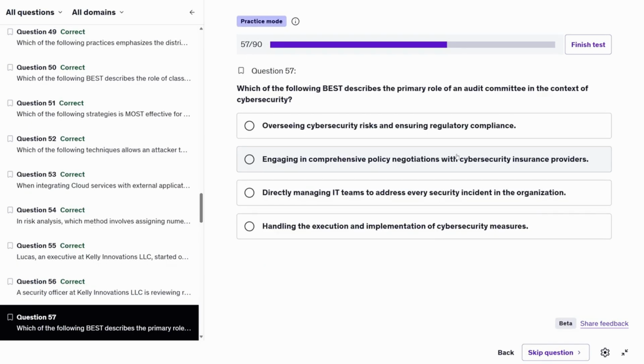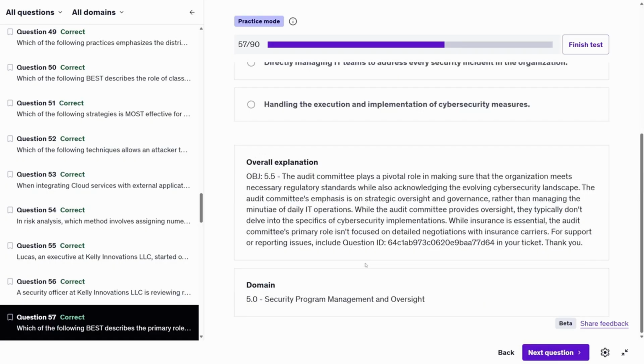Which of the following best describes the primary role of an audit committee in the context of cybersecurity? The correct answer is A, overseeing cybersecurity risks and ensuring regulatory compliance. The audit committee plays a pivotal role in making sure that the organization meets necessary regulatory standards while also acknowledging the evolving cybersecurity landscape. The audit committee's emphasis is on strategic oversight and governance rather than managing the minutiae of daily IT operations. While the audit committee provides oversight, they typically don't delve into specifics of cybersecurity implementations. While insurance is essential, the audit committee's primary role isn't focused on detailed negotiations with insurance carriers.